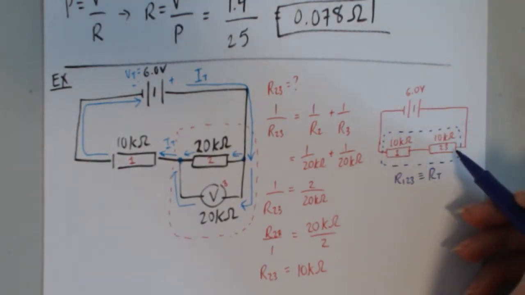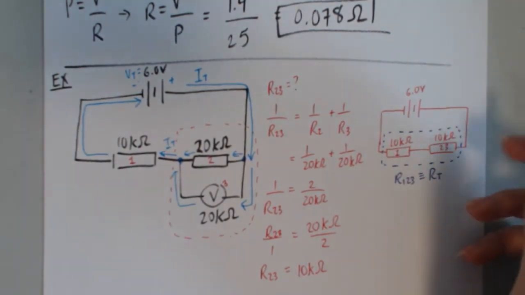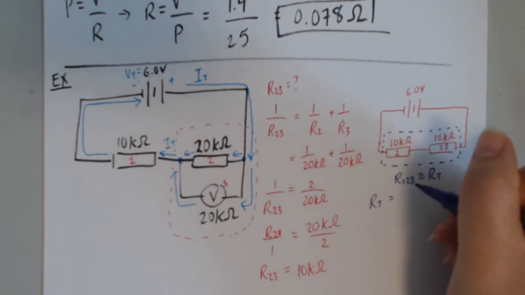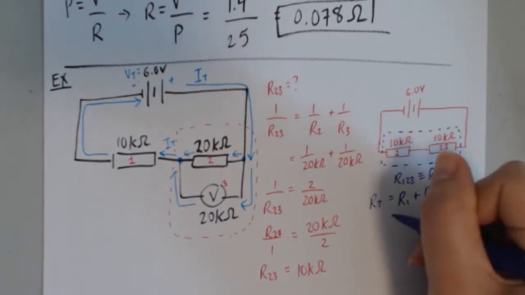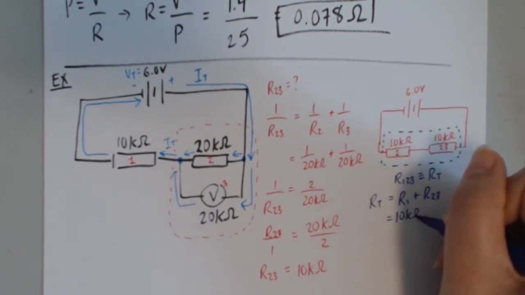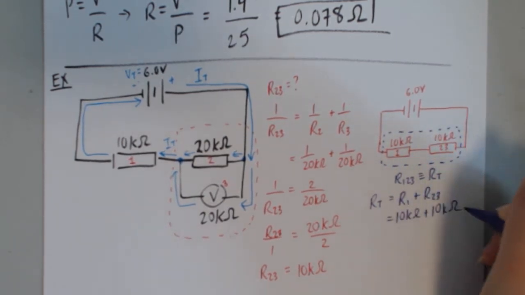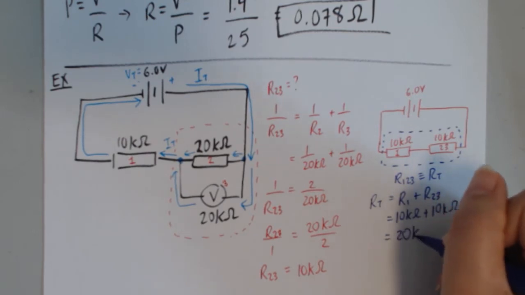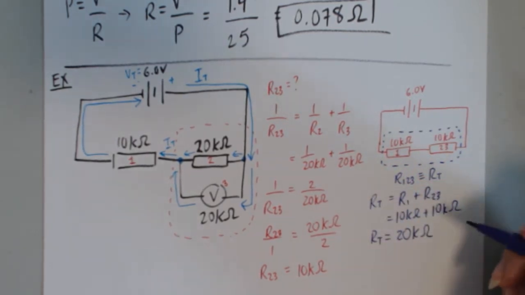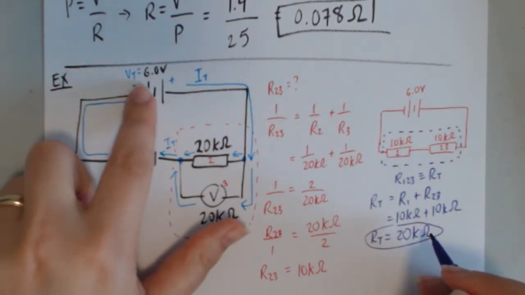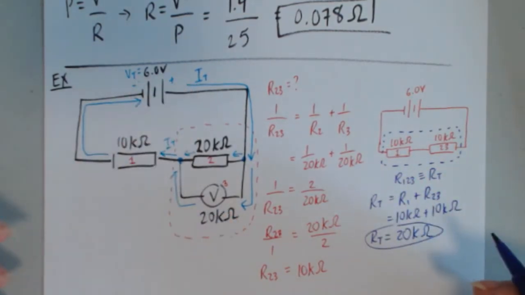Now, R1 and R23 are connected in series. So that means that RT, which is R123, is equal to R1 plus R23. That's 10 kilo ohms plus 10 kilo ohms, which is 20 kilo ohms. All right, so I've got my total resistance, I've got my total voltage, I can find my total current.